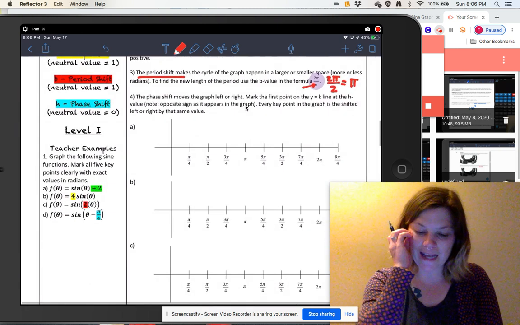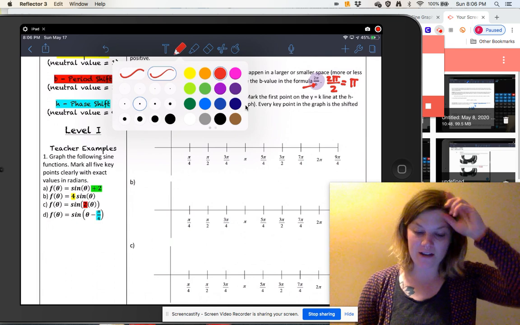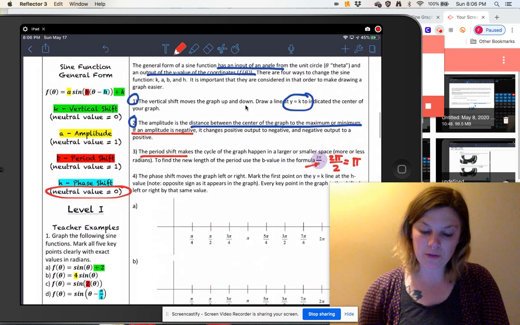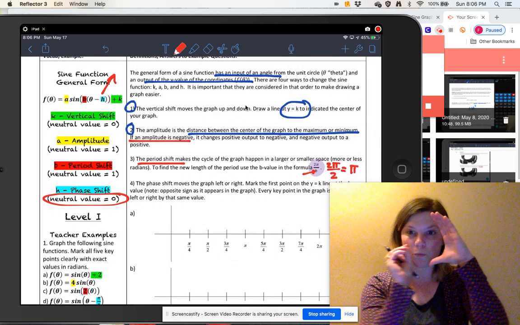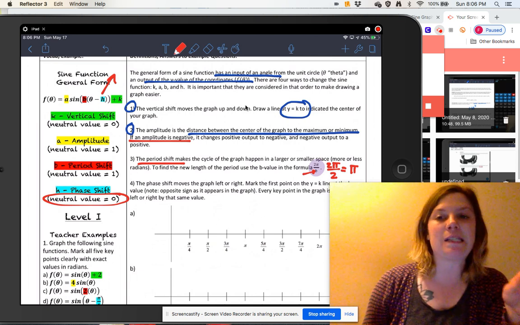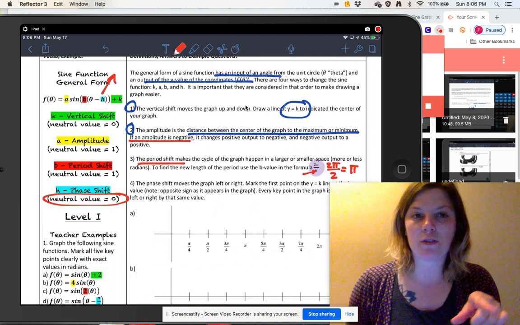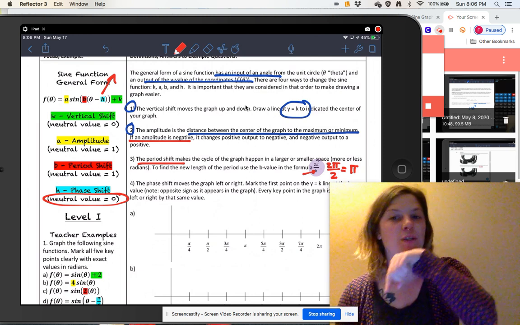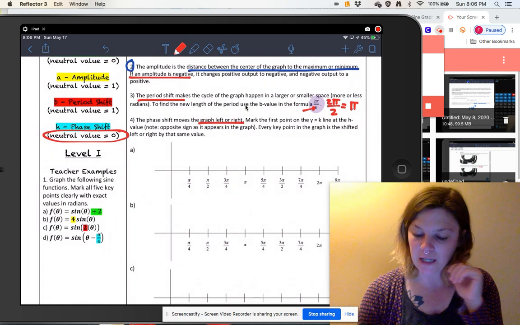All right, let's look at the last way we can change a periodic function, a sine graph. The neutral value is 0. That means this h value here, notice it's inside of the parentheses with the theta. And also notice, just like in quadratics, it says minus h, and it's going to be doing the opposite thing as what you think. So if it's a minus, then you go to the positive side. If it's a positive, then you'd go to the negative side. It moves the graph left or right.